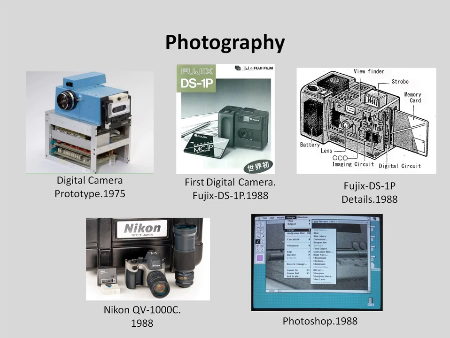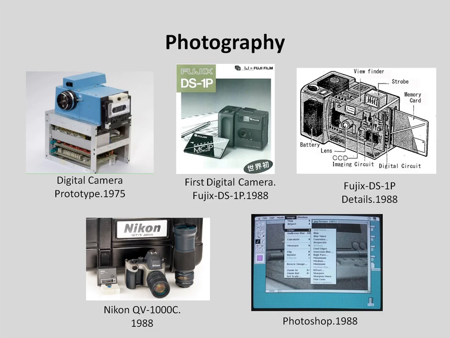Photography. The process of capturing images has been around since 1839 by Louis Daguerre. He developed the first commercially viable photographic process. The first digital camera prototype was created in 1975 by Steve Sasson while working at Eastman Kodak. The first digital camera available for consumers was the Fuji DS-1P in 1988. What highlights the Fuji was its ability to store digital images on a memory card.